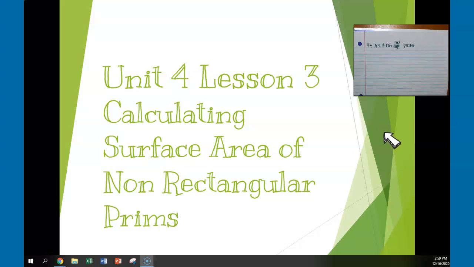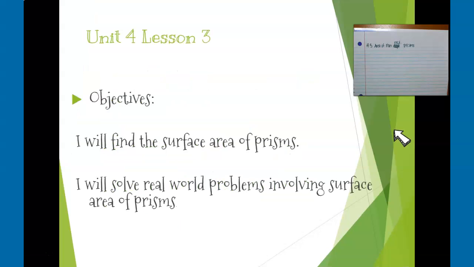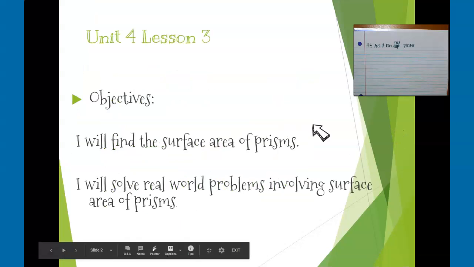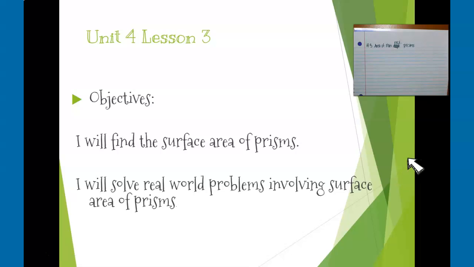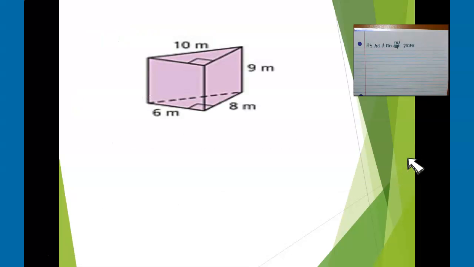This might be a video that you have to watch a couple of times before it sinks in. This is one of the trickiest things that we do all year. So just be aware of that. If your head is spinning a little bit by the time we're done, I know, this is rough stuff, but we can do it, and we're going to practice together. So our objectives for today, you're going to find the surface area of prisms, and you're going to solve real-world problems involving surface area of prisms.